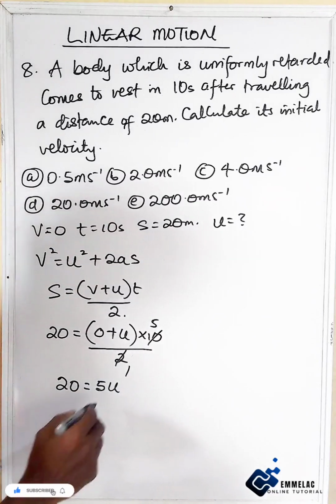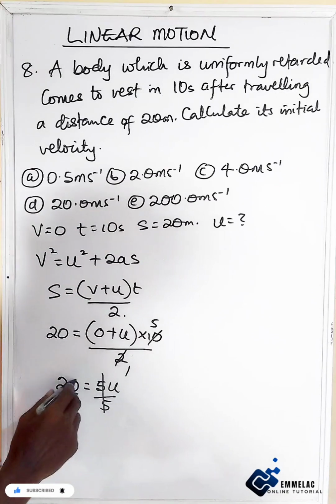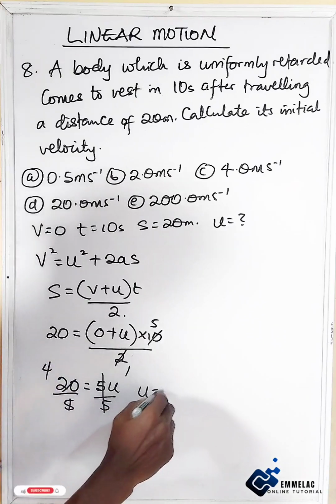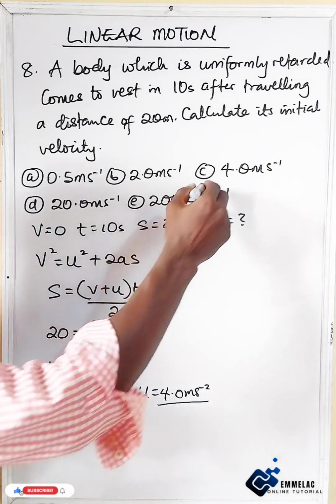Okay, then dividing both sides by 5, so our u is 4.0 meters per second, and that is option C.